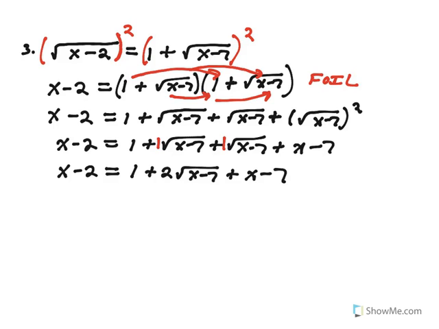So we can go ahead and do 1 minus 7 on the right side. That's going to give me minus 6. Yeah, minus 6, right? 1 take away 7 is minus 6.